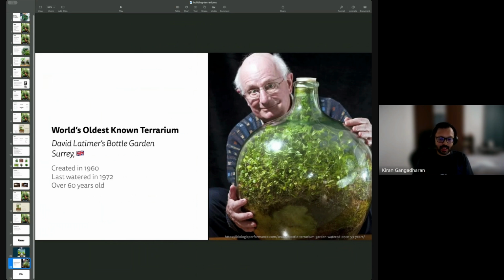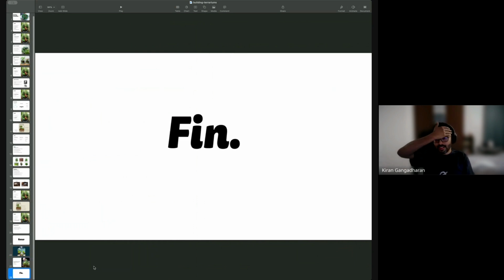And then you have vivariums, where people put anything from geckos, salamanders, tarantulas, snakes, to mantis. Mantis is also very popular. I don't know why, but it's a favorite. And you can just look up all of these things.